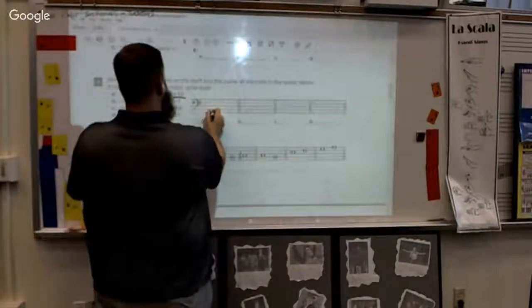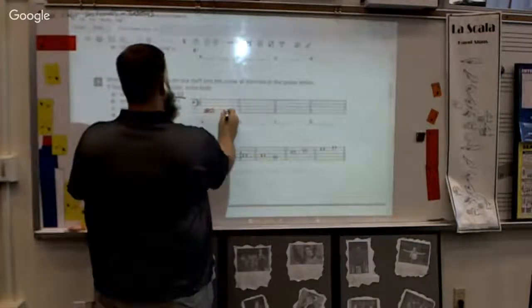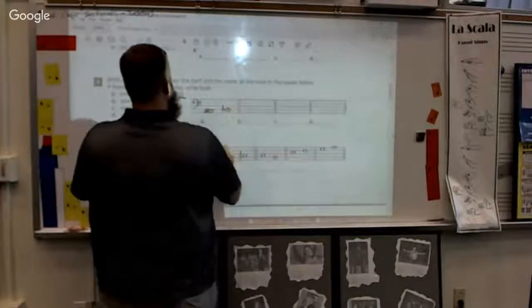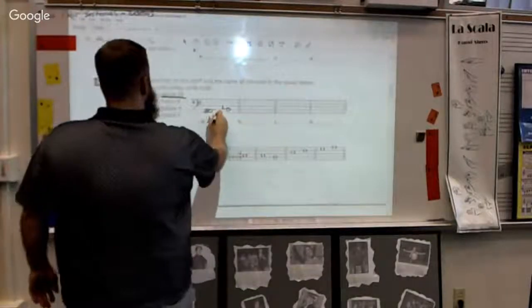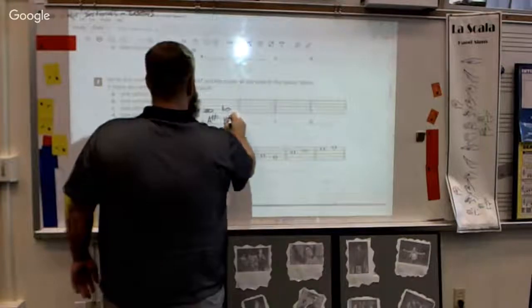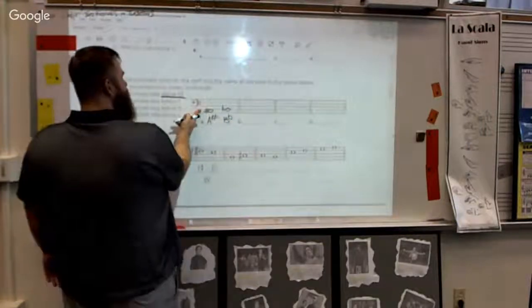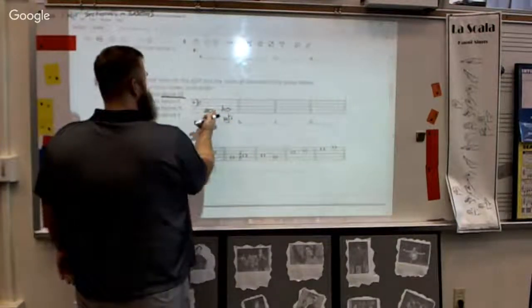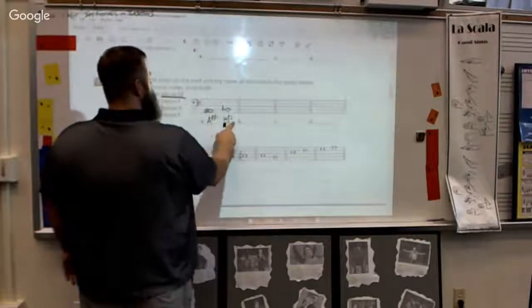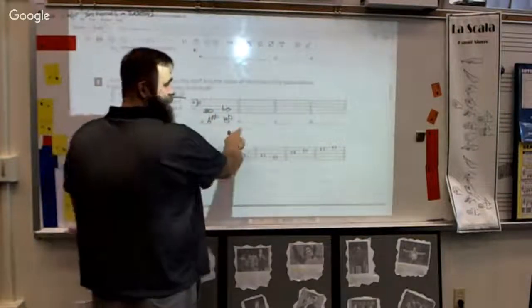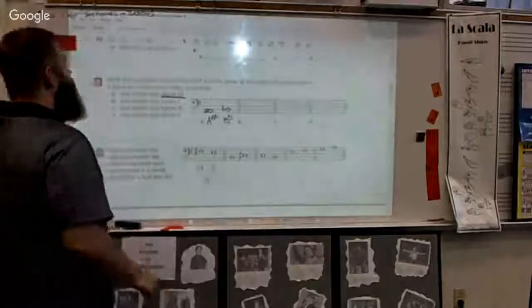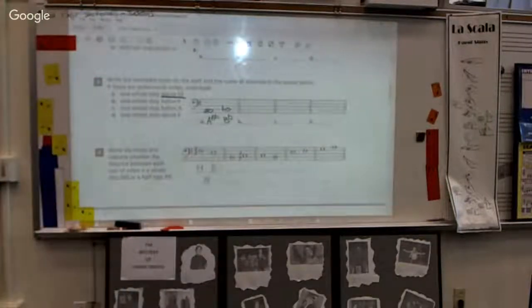G sharp. A sharp, B flat. Notice my symbols are before the notes in the measure, but the symbol comes after the letter when we label them in jazz symbols, okay? B, one whole step below F. Adriana?